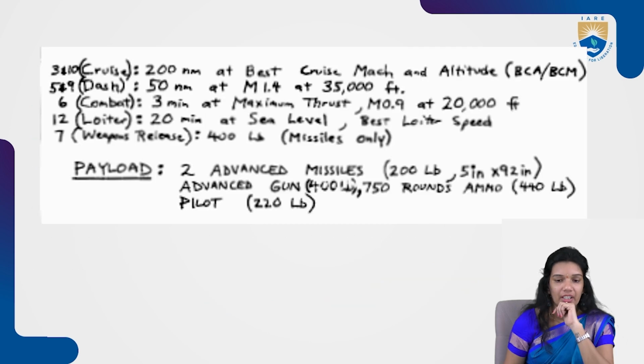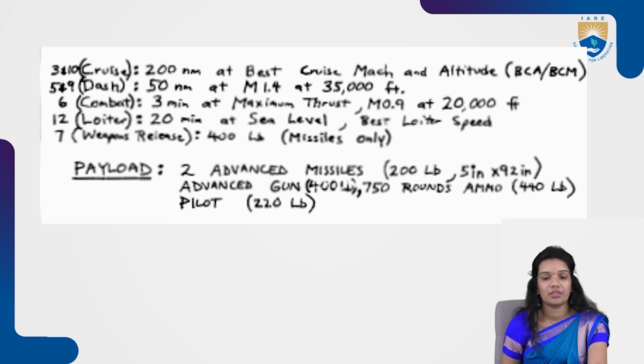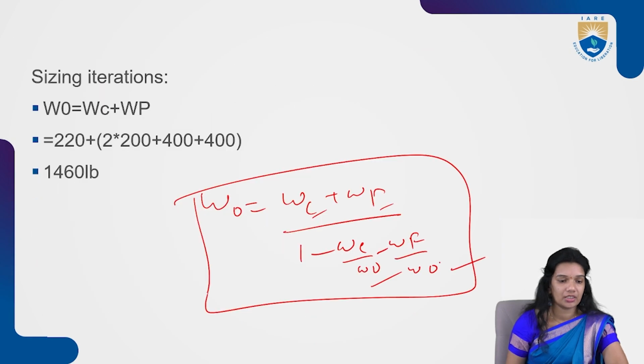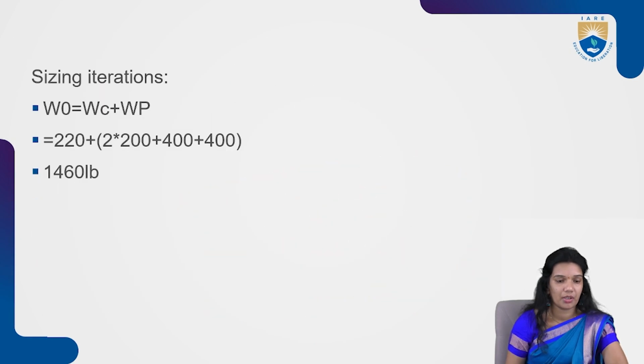In order for me to write crew and payload, crew is 220. So here we have considered W crew plus payload weight. So crew weight, pilot weight is 220 here. Then the other weight, which is payload weight. So we are carrying all of these things. We calculate 2 advanced missiles, and we have advanced guns and rounds, armor, right? So all of these things are going to be in this particular crew and payload weight. So we calculate, and that is going to be 1460 pounds.